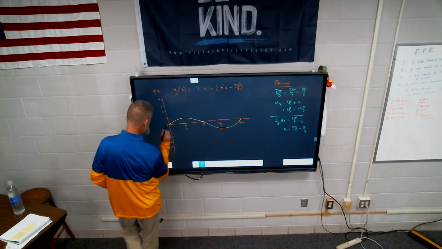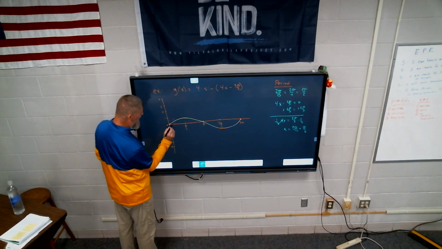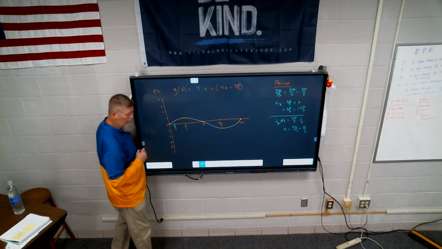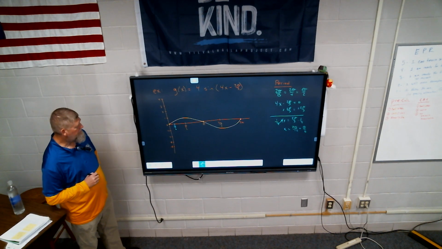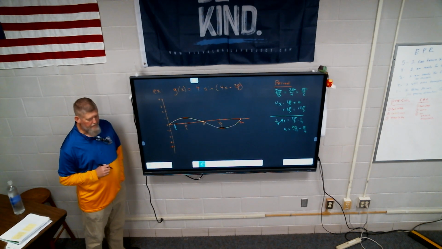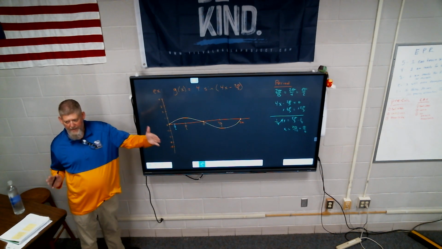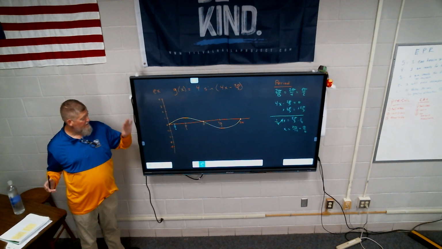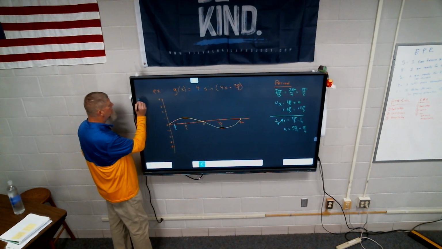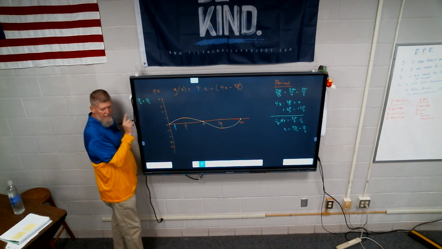Which means rather than starting at 0, I'm going to start at pi over 6, which, yes, is in the first quadrant. I'm going to say approximately right there. Pi over 6. And the whole period is going to be within pi over 2 from that point, right? So pi over 6 plus pi over 2. That's going to give me the ending point.